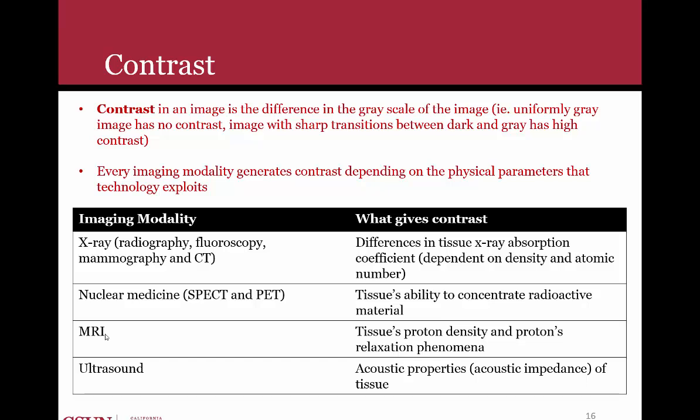In MRI, what's giving you contrast is a tissue's proton density. So how many protons are in the tissue, but also the relaxation phenomenon associated with those protons, and we'll get to that later. That's where it gets a little more complicated, but that's also where you can start getting different slices of a person's body. And ultrasound, as I mentioned before, what's giving you contrast is the acoustic properties of tissue.